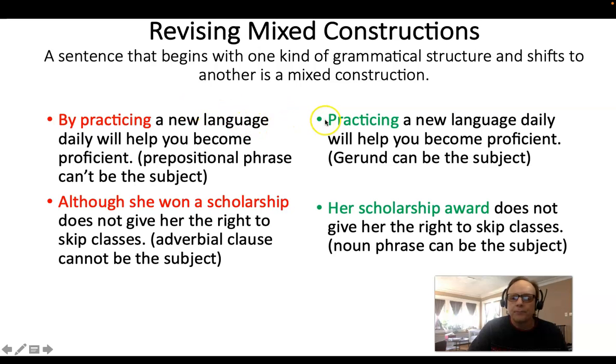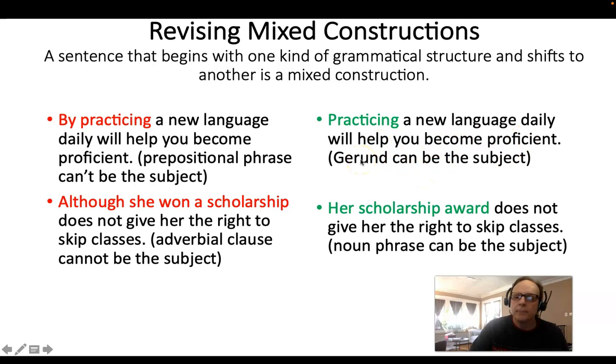For example, "By practicing a new language." These on the left are not correct. That's why they're in red, and the green ones are better. "By practicing a new language daily," you might just hear that sounds sort of strange. And then here, instead of having "by," we just say "Practicing a new language daily will help you become proficient."